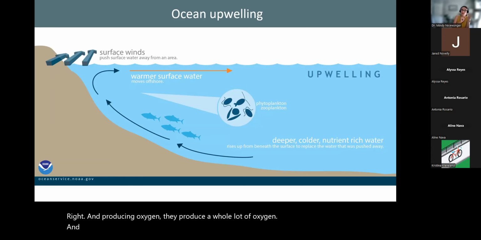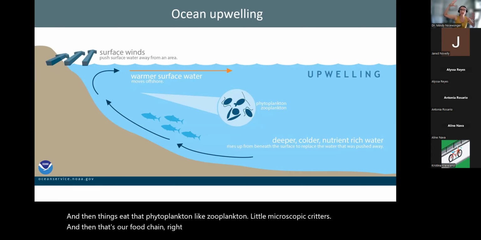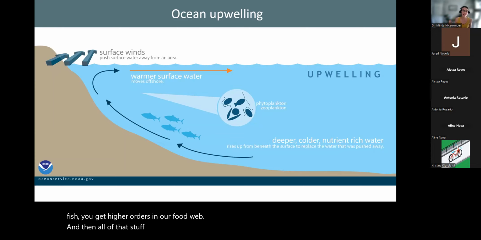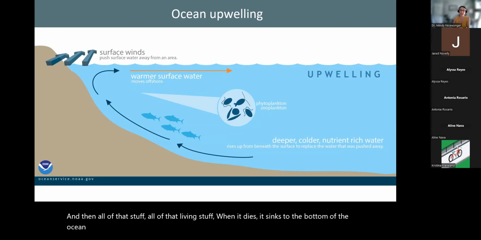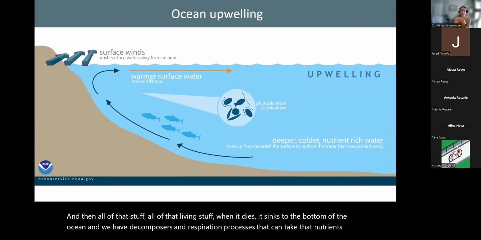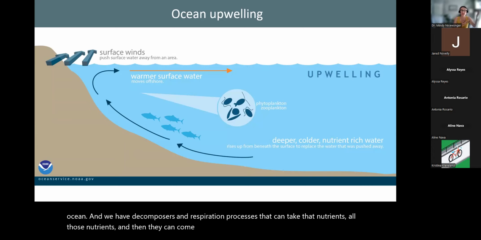And then things eat that phytoplankton, like zooplankton, little microscopic critters. And then that's our food chain, right? Things eat the zooplankton, then you get krill, you get fish, you get higher orders in our food web. And then all of that living stuff, when it dies, it sinks to the bottom of the ocean. And we have decomposers and respiration processes that can take all those nutrients, and then they can come back to the surface. And the way that is happening is through upwelling.